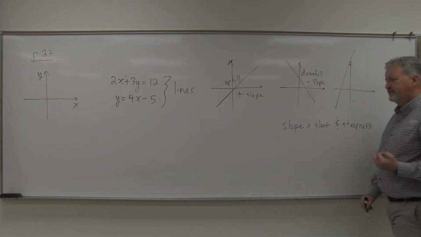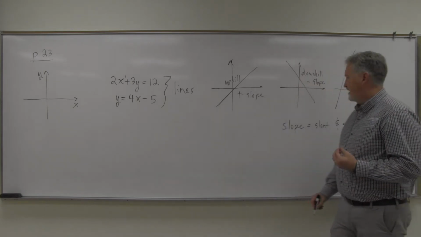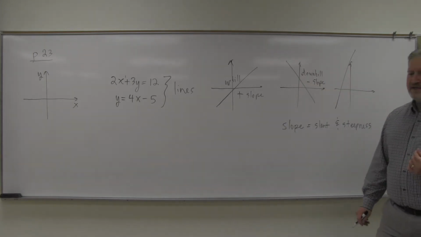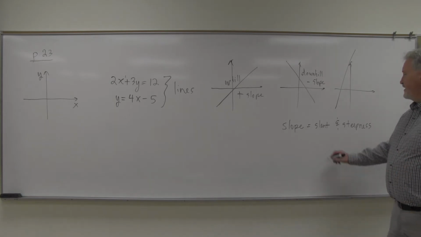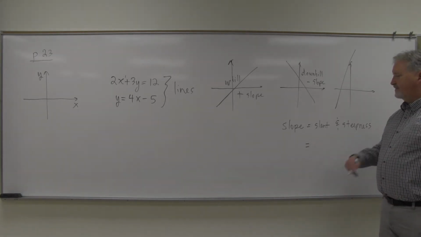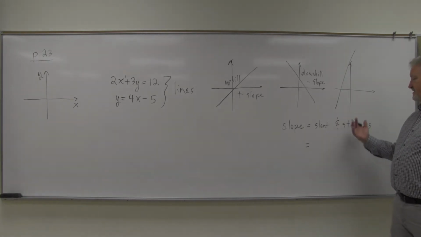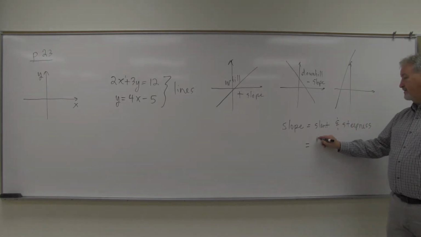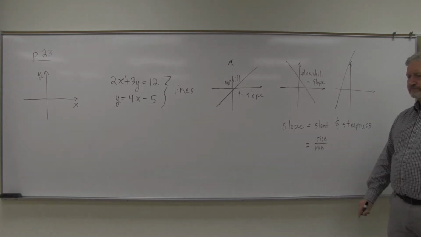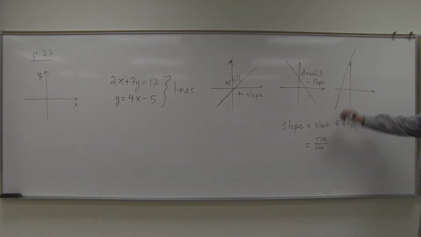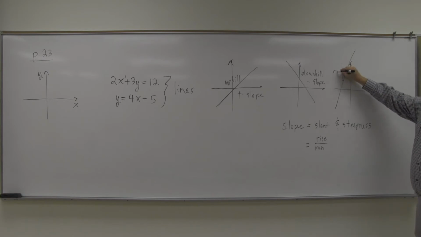Now, a couple of other things we know slope by is the actual measurement of it. To get that slant and steepness, you look at the rise of it to the run that it has. The rise is how much it goes straight up, and then the run is how much it goes horizontally speaking.